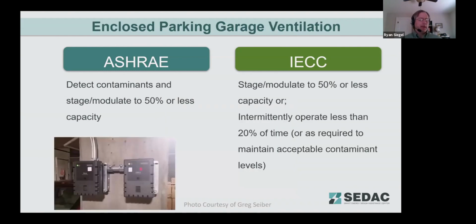As far as parking garages and their ventilation system, ASHRAE has a requirement to stage or modulate to 50% or less capacity. IECC is similar in staging or modulating to 50%, or IECC also has the ability to intermittently operate the fans at least in less than 20% of the time or as needed to maintain that. Part of this goes back to if you have a parking garage with a single fan, trying to stage or modulate that can be much harder, whereas under IECC, just being able to intermittently operate that may be a little bit easier.